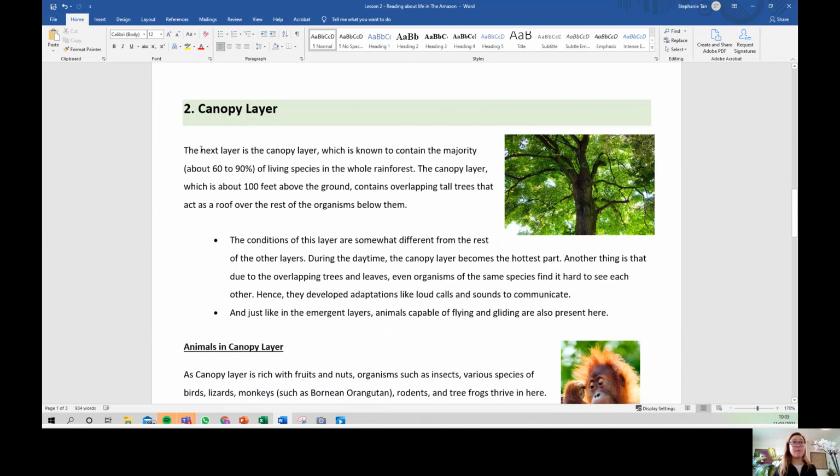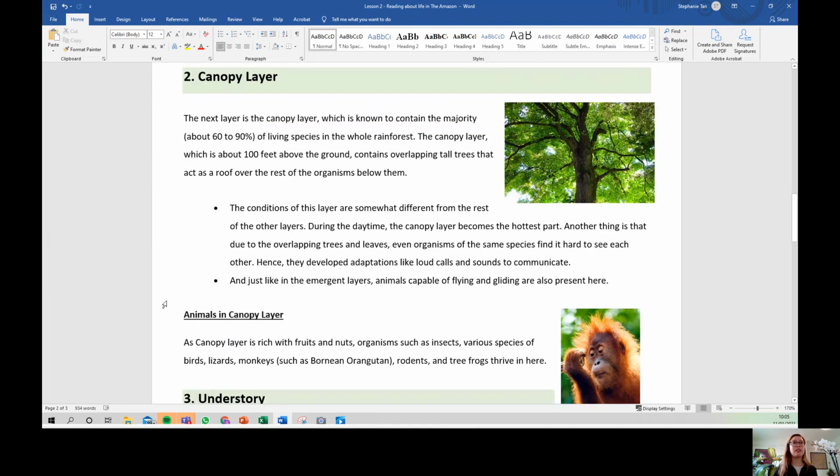Number 2, the canopy layer. I would like you to read this out loud for yourself. So please pause the video now and read about the whole of the canopy layer yourself. And remember to pay close attention to what animals you find, because that's going to be our next activity. So pause the video now. Read just the canopy layer, number 2.